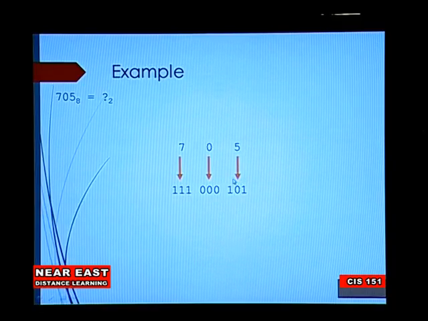The bit places are 1, 2, and 4. So we add 4 and 1, it's 5. For 0, it's 0. For 7, we add 4 plus 2 plus 1, it's 7. So this is how the technique shows us how to convert from octal to base 2. 705 in base 8 equals 111 000 101 in base 2. We always have to write the base.